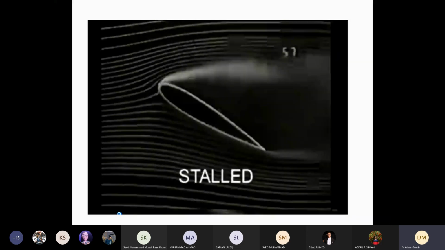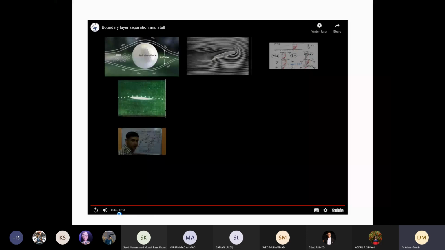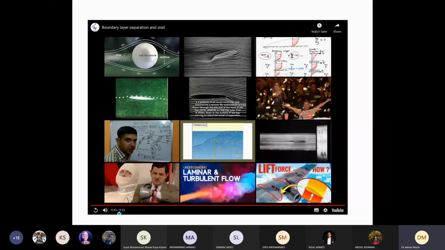Okay, so now you can clearly see in this video that as we increase the angle of attack, the flow becomes turbulent. When the flow becomes turbulent, what happens? It starts to have instability, dynamic motion, right? So this is an example of stall.